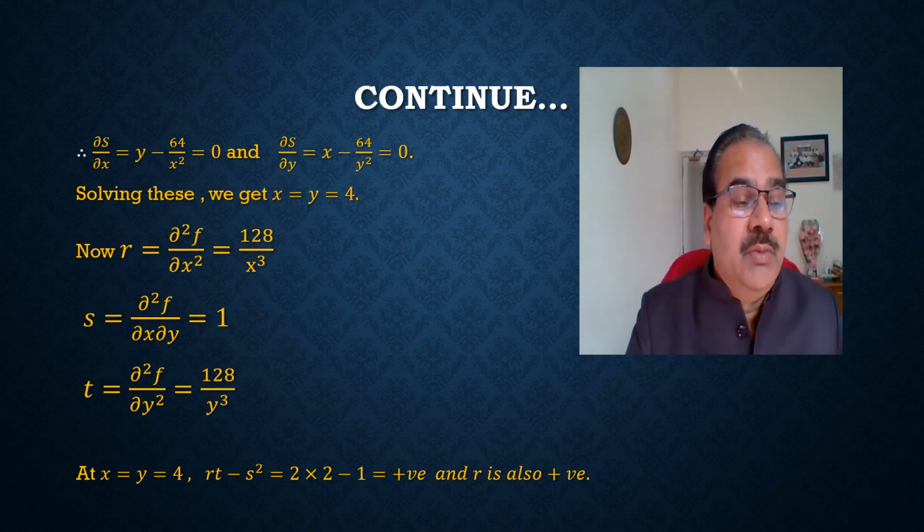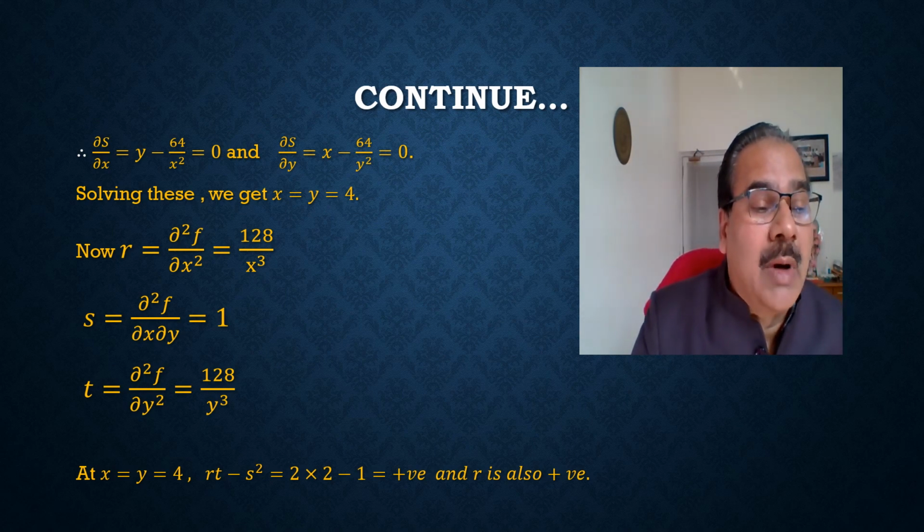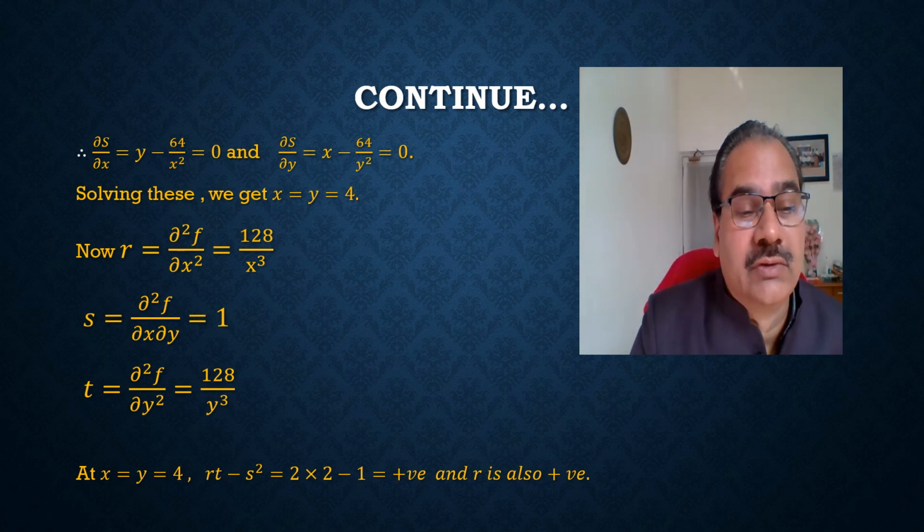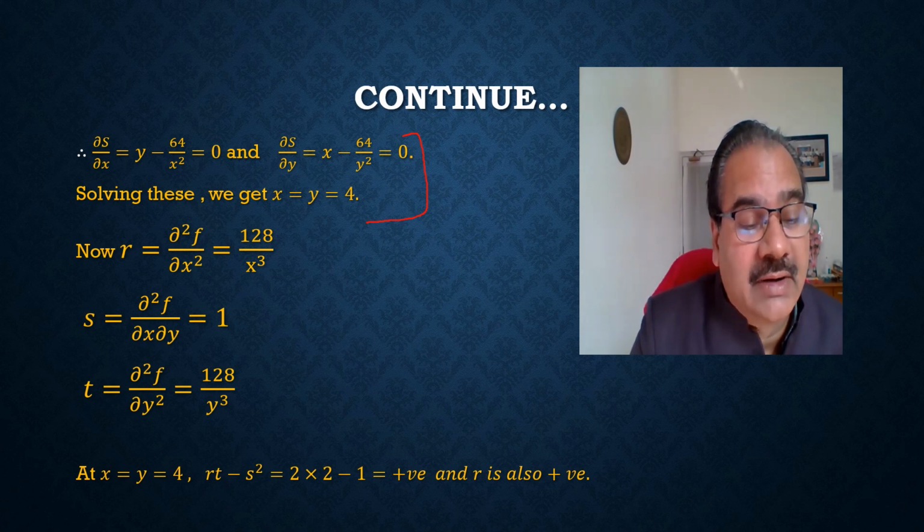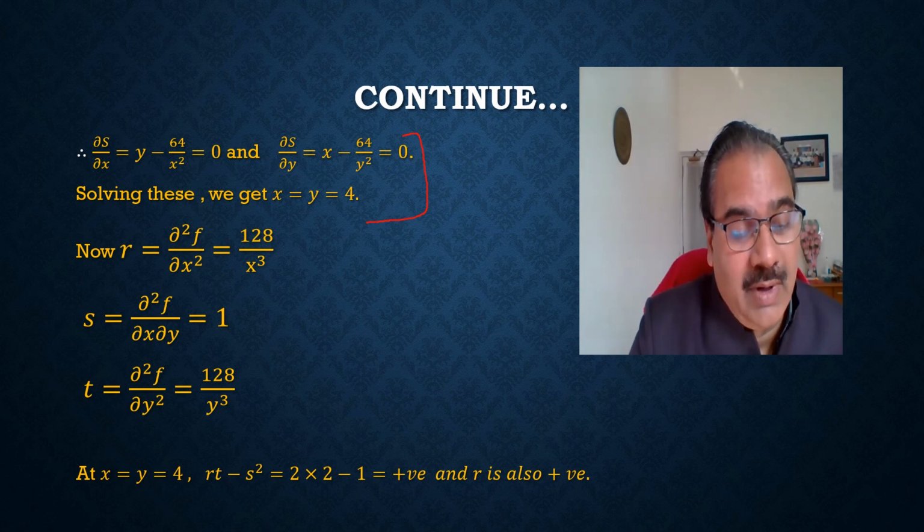Now, taking the partial derivatives, you may write del S by del x and del S by del y, and solving these two equations, you will get x = y = 4. Now the second order derivatives: r = del 2f by del x square, which gives 128 by x cube; s = del 2f by del x del y, which is equal to 1; and t = del 2f by del y square, which is 128 by y cube. At x = y = 4, on these values, we check rt minus s square.